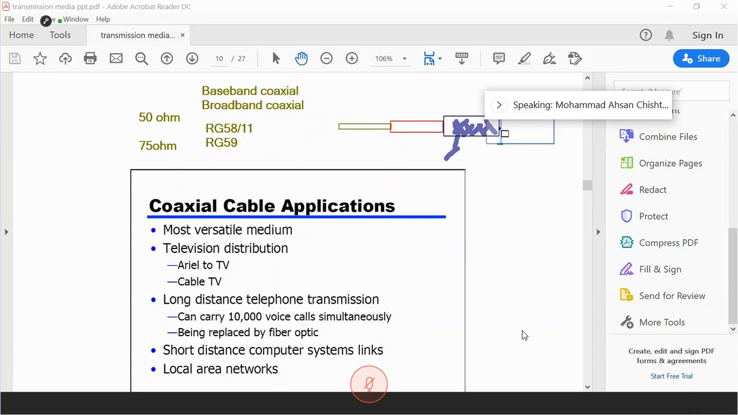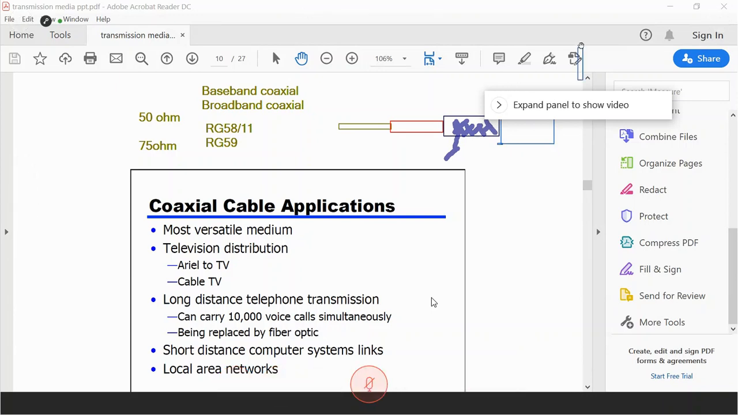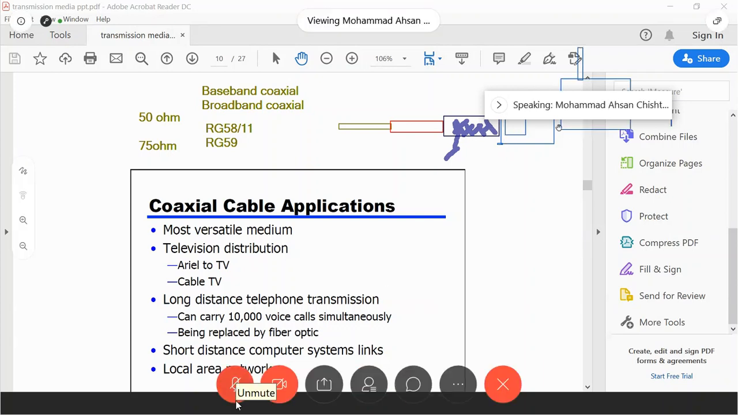This is the typical cable that comes to your home. The cable connection that comes to your home has a stiff core, insulating material, then a mesh, and then the plastic cover over it. Going back. It can go for a kilometer, at a data rate of 1 to 2 Gbps.